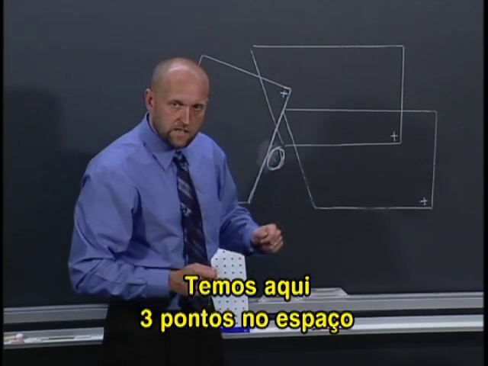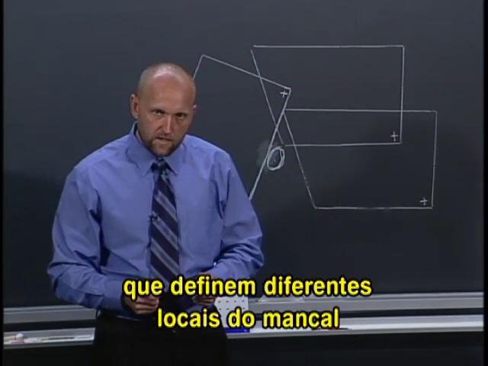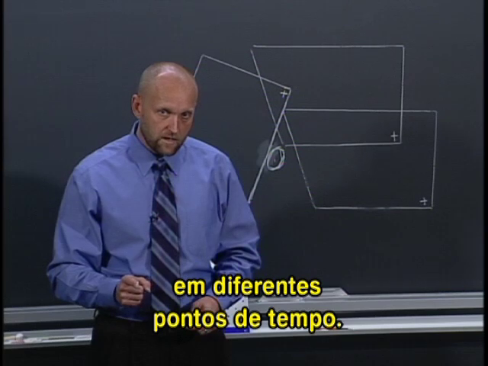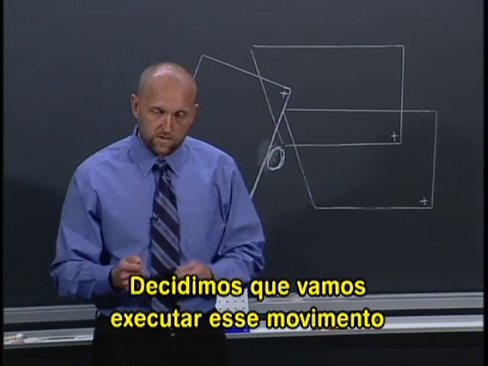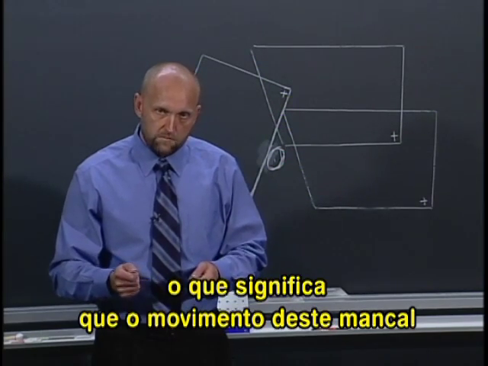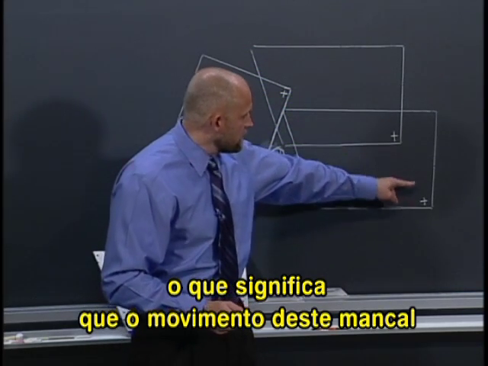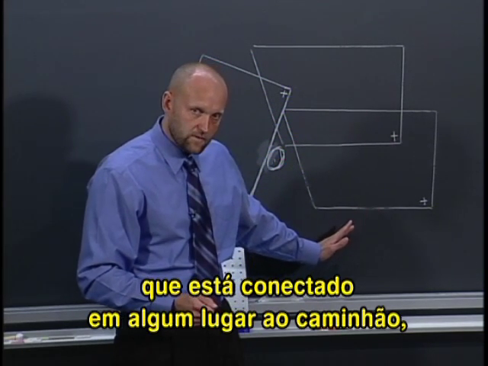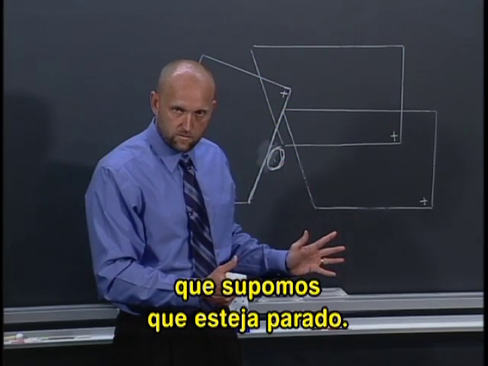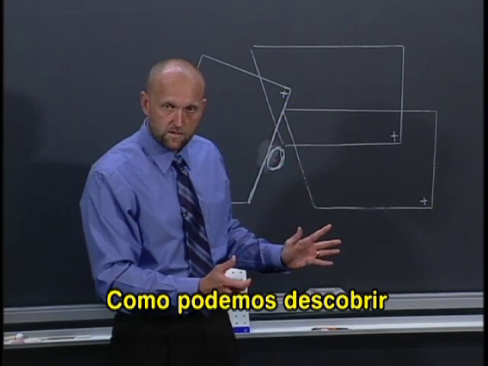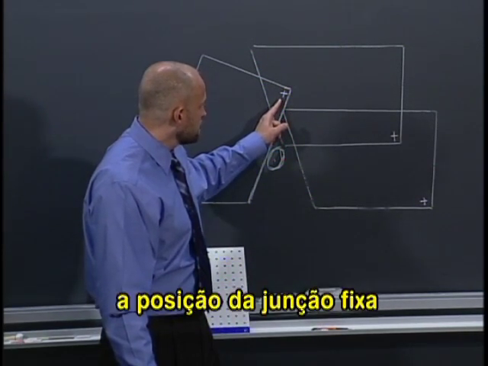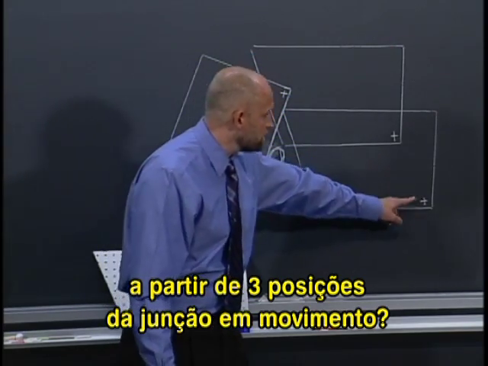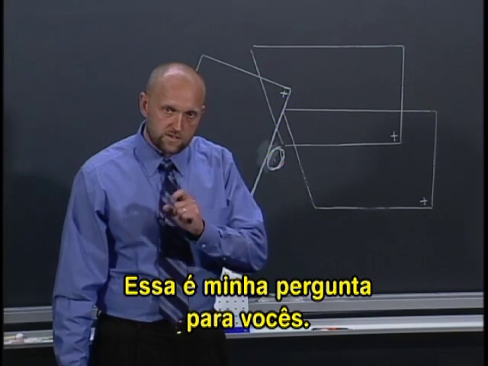Now what we have is 3 points in space that define different locations of the bearing at different points in time. And we've decided that we're going to execute this motion with a 4-bar mechanism, meaning that the motions of this bearing are going to be guided by some kind of rigid link that's connected somewhere to our truck itself, which is, we'll assume, stationary. So how can we reason out the location of the stationary joint from 3 positions of the moving joint? That is the question that I posed to you.